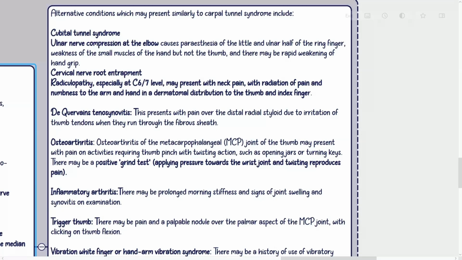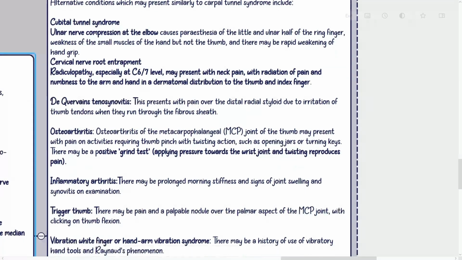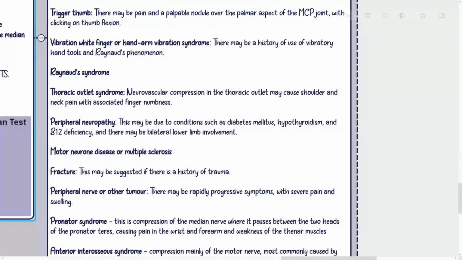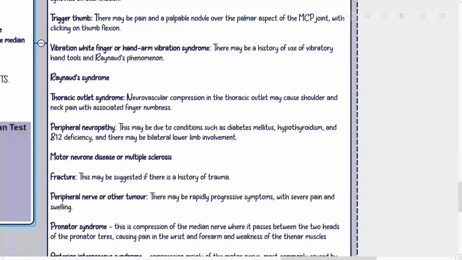Inflammatory arthritis. There may be prolonged morning stiffness and signs of joint swelling and synovitis on examination. Trigger thumb. There may be pain and a palpable nodule over the palm or aspect of the metacarpophalangeal joint, with clicking on thumb flexion. Vibration white finger or hand-arm vibration syndrome. There may be a history of use of vibratory hand tools and Raynaud's phenomenon.